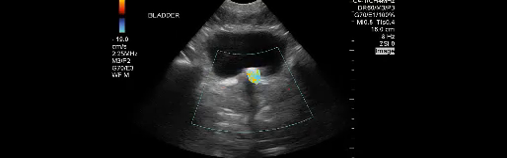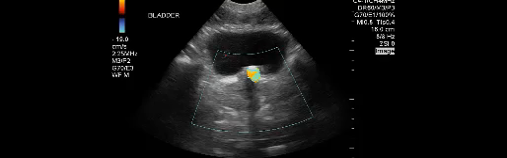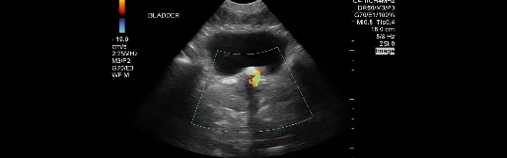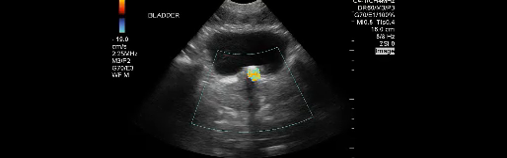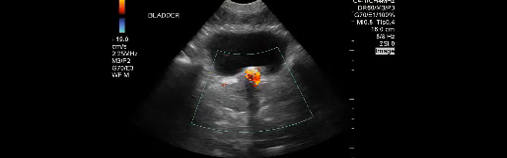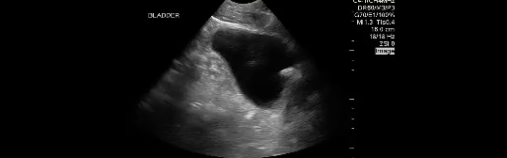One way to not miss them is to take either color or power Doppler and place it at the posterior aspect of the bladder. You'll see that this stone lights up like fire. This is called a twinkle artifact, and you'll notice this term used frequently in radiology reports.